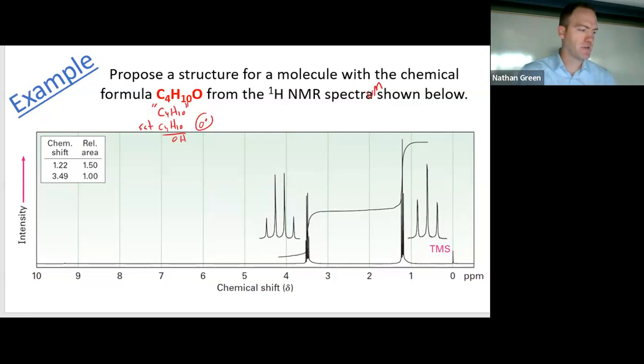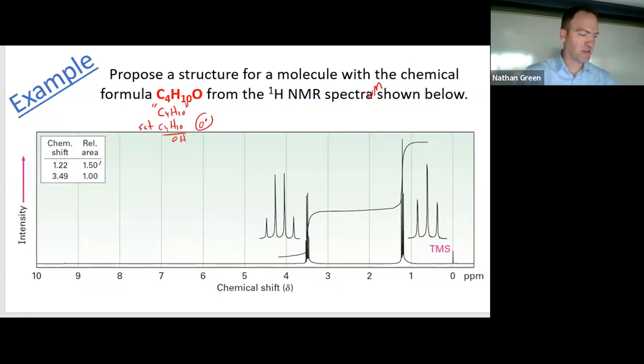The next thing I'm going to do is see if my relative area adds up to the total number of protons. I need to account for 10 protons. Do I have 10 protons down here? No. So I got to multiply. If you are smarter than I am, you add these together and say that's 2.5. 2.5 needs to be multiplied by what to get to 10? 4. Or you do what I do and you go, 2.5 is not 10. How to make 2.5 10?